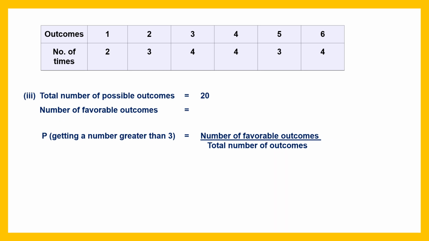Now, what are the chances of getting a number greater than 3? This was our third question. Again, the total number of possible outcomes is 20. Number of favorable outcomes means numbers greater than 3. What are the numbers greater than 3? 4, 5, 6. Now, how many times has 4 occurred? 4 times, 5 3 times, and 6 4 times. So we have to add up all that. So that will be 4 plus 3 plus 4. 4 plus 3 is 7, 7 plus 4 is 11.